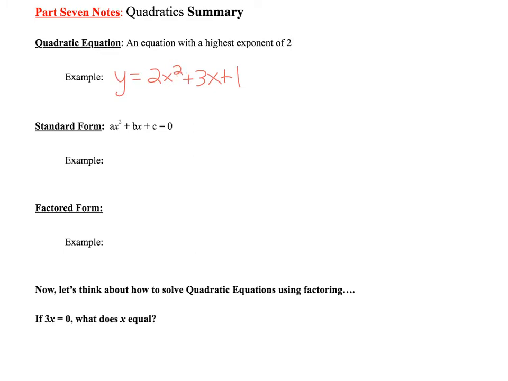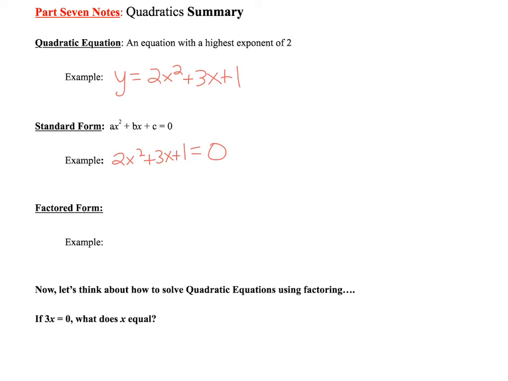It has to have the x to the second power, nothing higher than that. In standard form, a quadratic is ax squared plus bx plus c equals 0, so all your terms on one side set equal to 0. So if we take our example 2x squared plus 3x plus 1, we set that equal to 0, that's considered standard form.